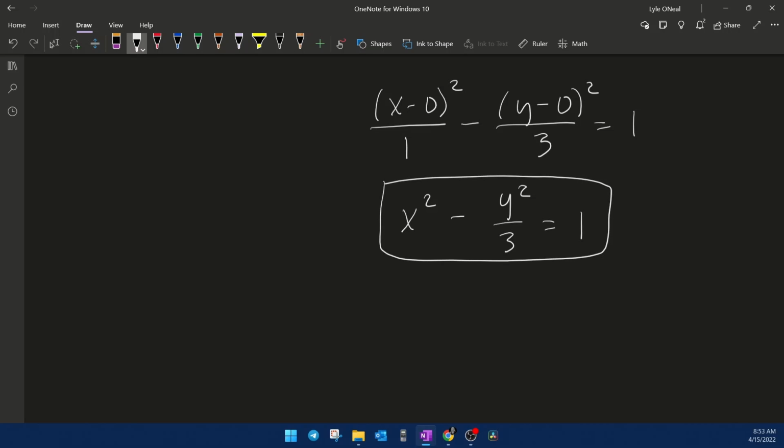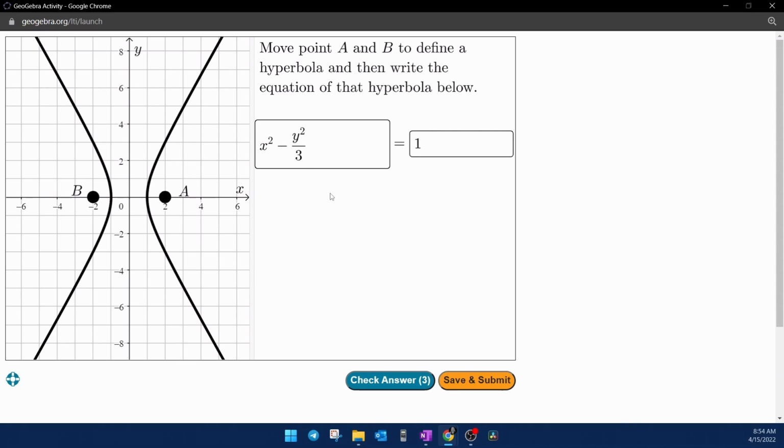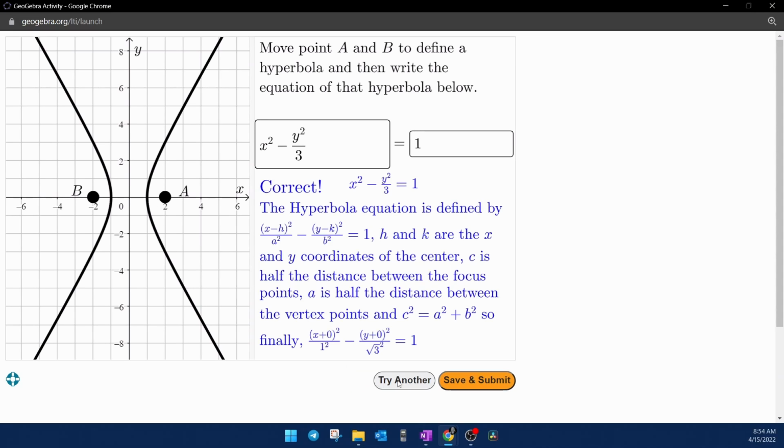Now let's go back to our GeoGebra window and see if we're right. All right, in our GeoGebra window, I have input the left-hand side of the equation equals the right-hand side of the equation, and we're going to check and see if we're right. And we're good. Please don't forget to click Save and Submit so that updates your progress in your MyLab Math. And that's going to do it for this problem.